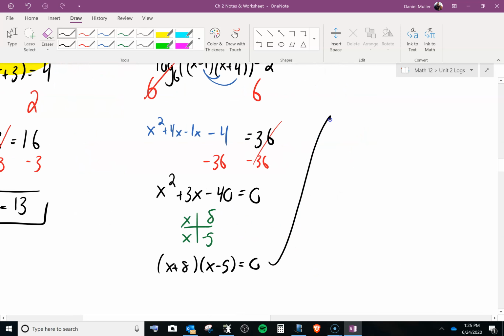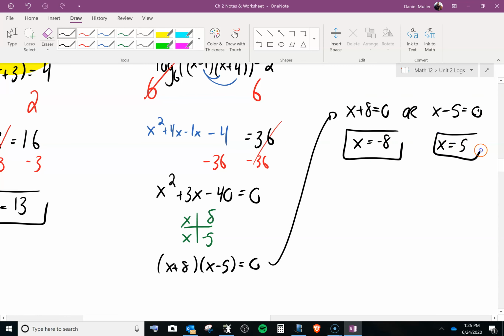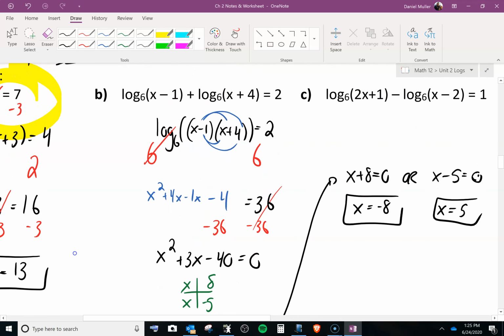I'm going to write this up here. So I have an x plus 8 equals 0, or an x minus 5 equals 0. I can bring over the 8 by subtracting, which I'm not going to do. I'm just going to write minus 8. And I'm going to bring over the 5 by adding, which I'm not going to do. I'm just going to write 5. So do any of these work? We have to take these in here.